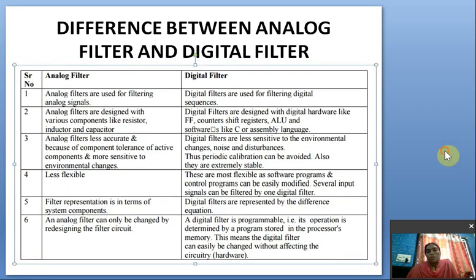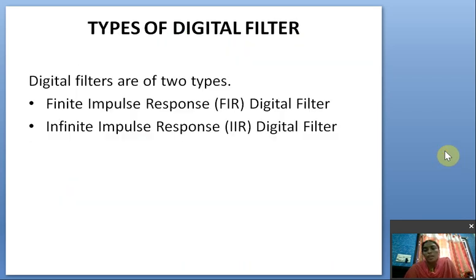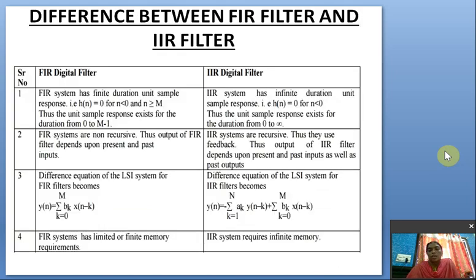Right. So now here, types of digital filters. We have two different digital filters. One is the finite impulse response, FIR, filters, and the other is the infinite impulse response, IIR, filters. Difference between IIR and FIR.